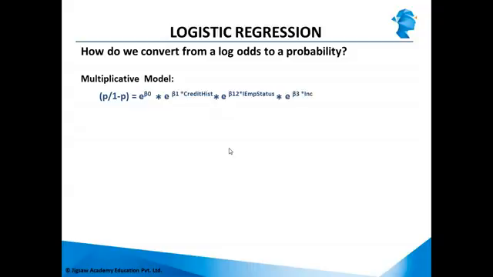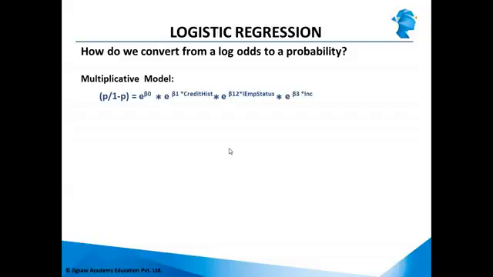Now, how do we convert from a log odds to a probability? Remember that my y variable is log of p over 1 minus p. So if I want to get directly p over 1 minus p instead of the log variable, then I simply take the exponent on both sides. So I say exponent of log p over 1 minus p equals exponent of my right hand side of the equation. The exponent and the log will cancel out, and I will end up with something like this: p over 1 minus p equals e to the power beta 0 times e to the power beta 1 times credit history times e to the power beta 2 times employee status, etc.